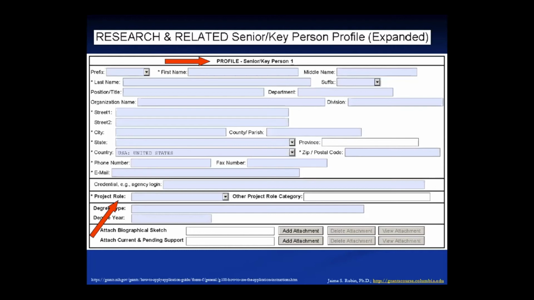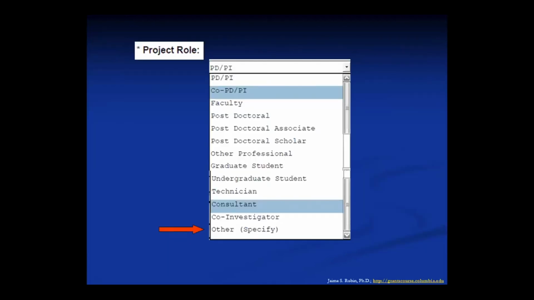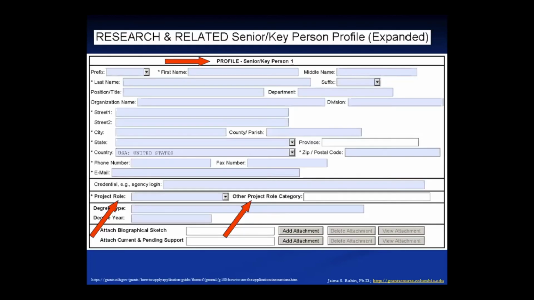And there you can see the project role. So my suggestion many times, there's a limited number of listed project roles. You might choose other, and then in the other project role category, describe what it is. They're the biostatistician, bioinformaticist, and so forth. So to make it somewhat informative for the reviewers. And you would attach everybody's biosketch here.